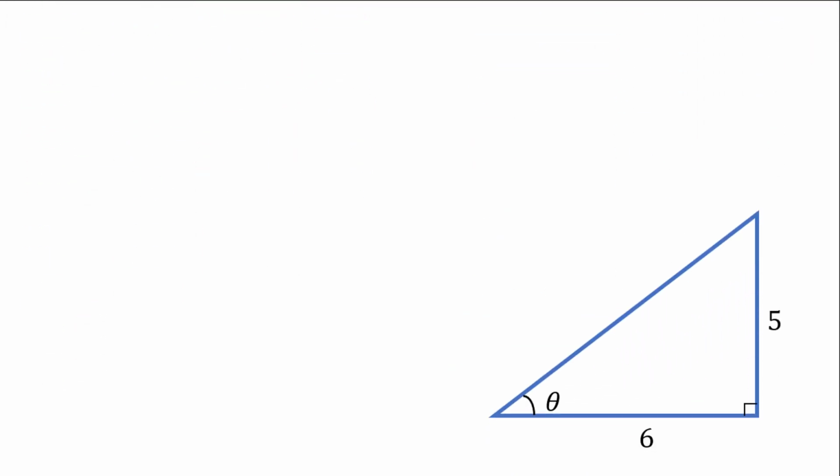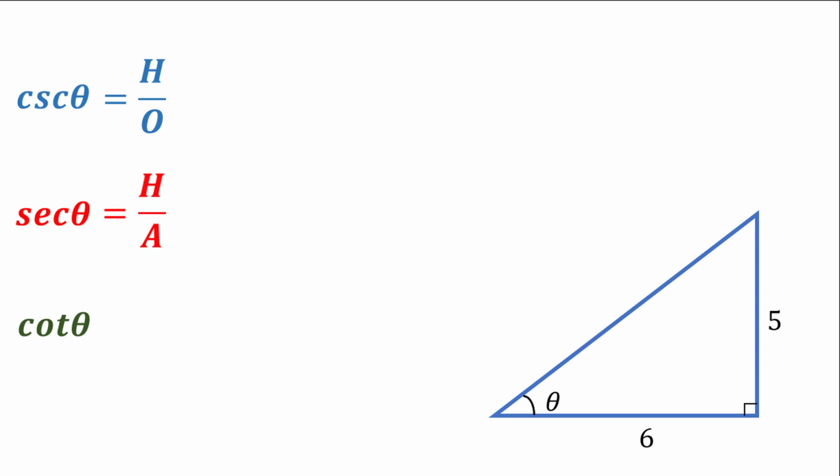Consider this triangle. Instead of sine, cosine, and tangent of theta, we want to find cosecant, secant, and cotangent of theta. Remember that these are the reciprocal trig functions. Sine of theta is opposite over hypotenuse, which means that the corresponding reciprocal function of cosecant must be hypotenuse over opposite. Cosine of theta is adjacent over hypotenuse, which means that the corresponding reciprocal function of secant must be hypotenuse over adjacent. Tangent of theta is opposite over adjacent, which means that the corresponding reciprocal function of cotangent must be adjacent over opposite.